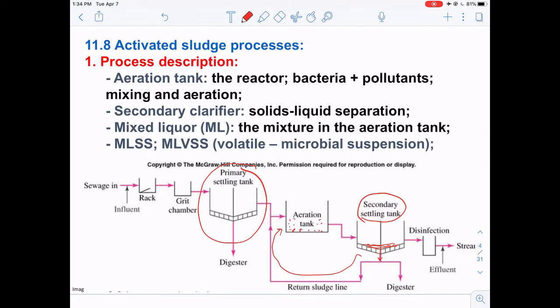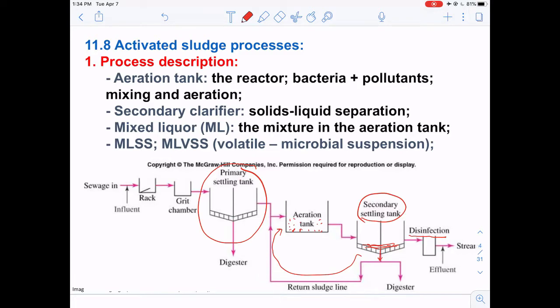So after the secondary settling tank, the effluent, which is a major component of the sewage, is going to go into disinfection, because we want to kill all of these bacteria that have been growing through the aeration tank. And then further we can emit it into the environment there.